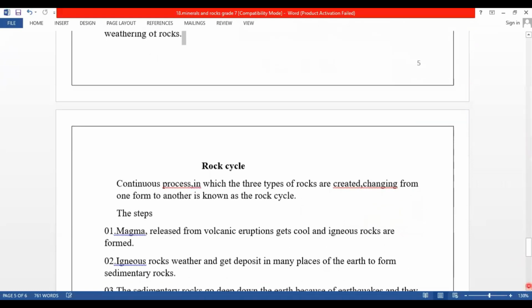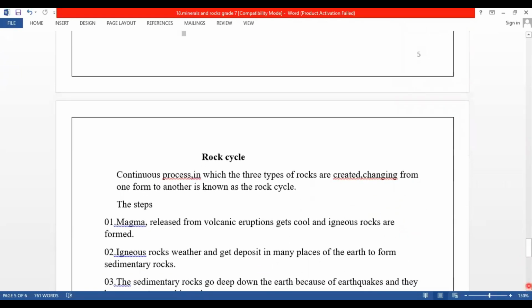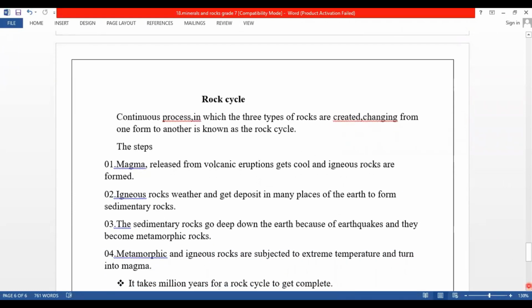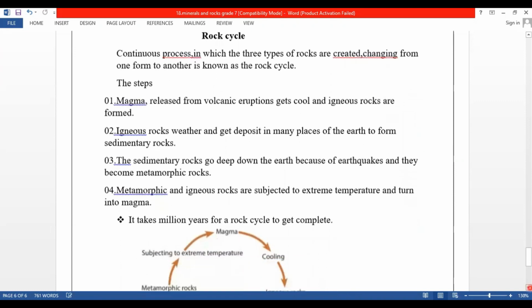Rock cycle means the continuous process in which the 3 types of rocks are created, changing from one form to another. Continuous means a process that keeps happening. Continuous process in which the 3 types of rocks are created, changing from one type to another type, is the rock cycle. Here we will see the picture of the rock cycle.